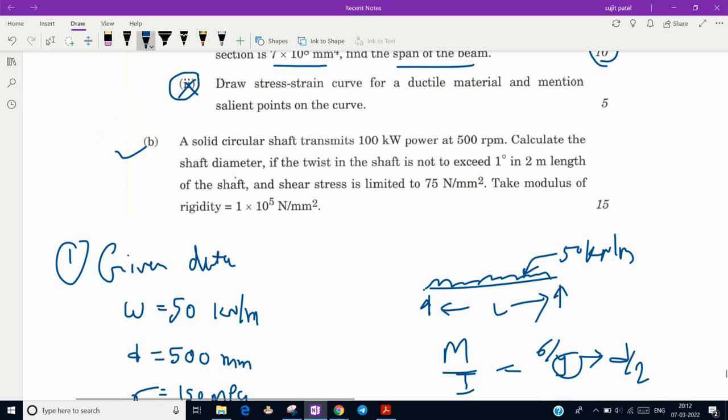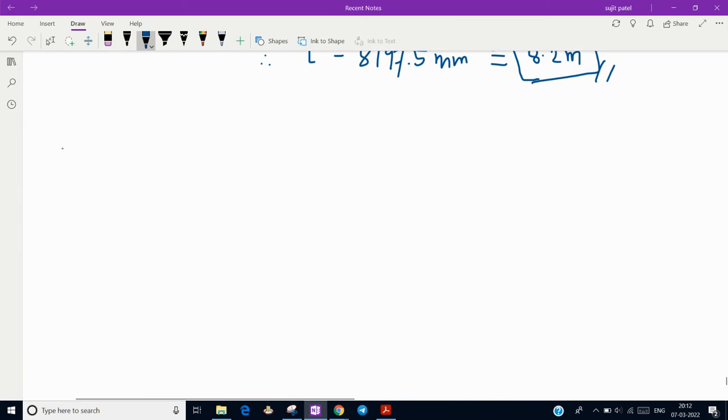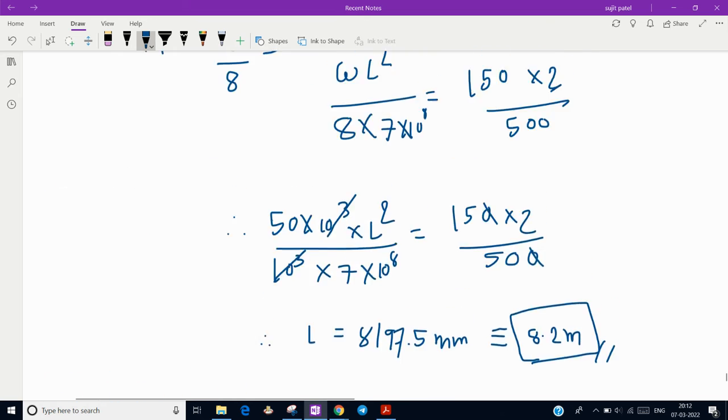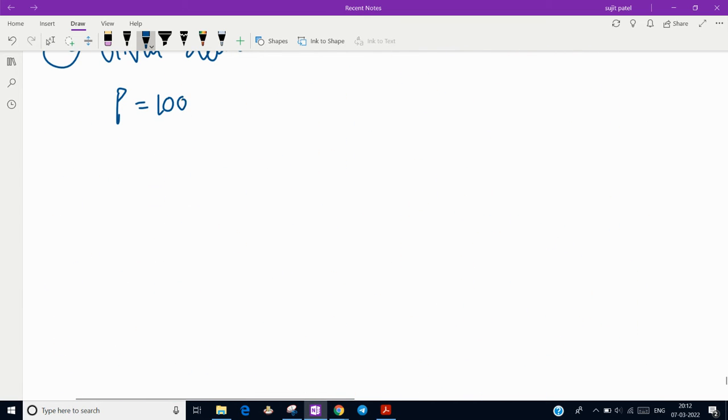Now the second question, a very good question I would consider. A solid circular shaft transmits 100 kilowatt power. So the given data you have to write in the similar manner that I am writing. Given data: power is equal to 100 kilowatt, if I am not wrong. Yes, it is 100 kilowatt, running at 500 rpm. Now, the other thing that is given is that we have to find the diameter of the shaft.